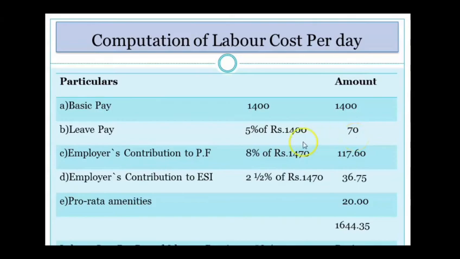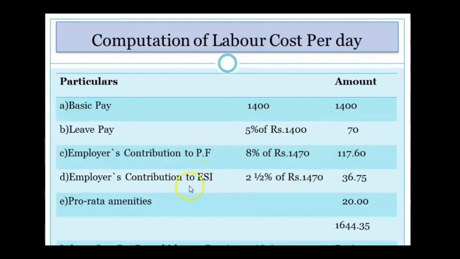The third one is the contribution to PF, Provident Fund. It was given as 8%. We have to calculate this Provident Fund on the basic pay plus leave salary. Here the basic is 1400 and leave pay is 70, so in total we get 1470. For this 1470 we calculate 8%, and we get 117.60.